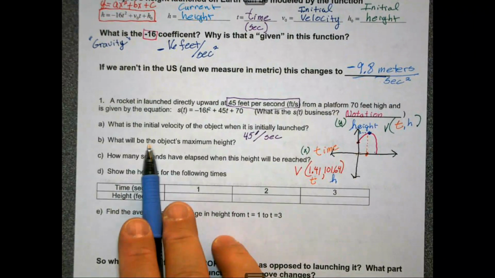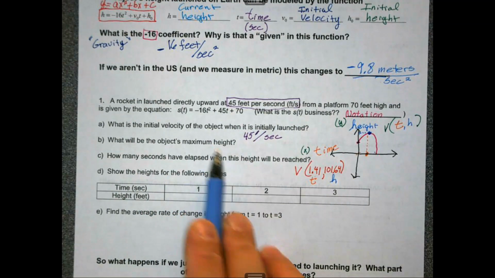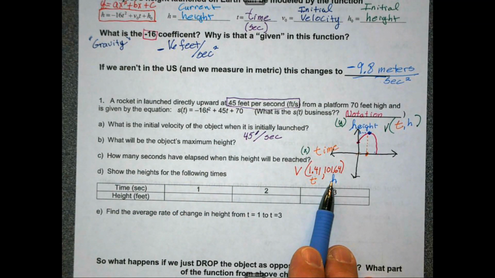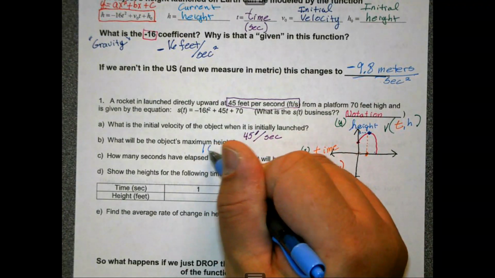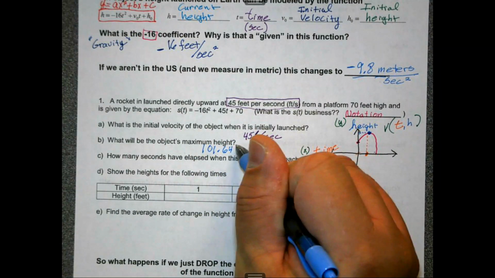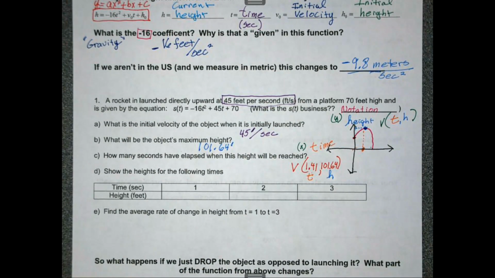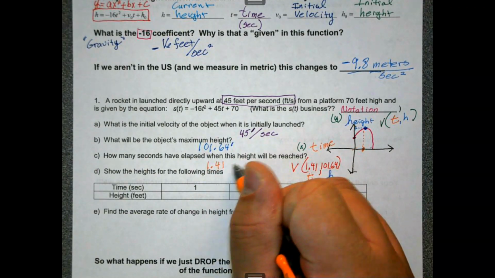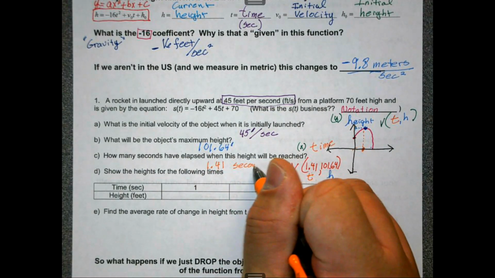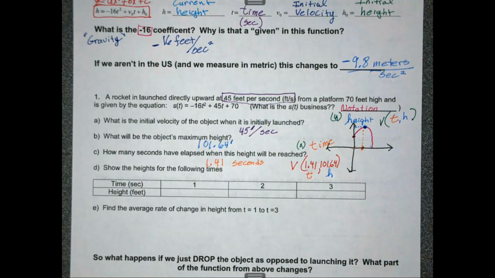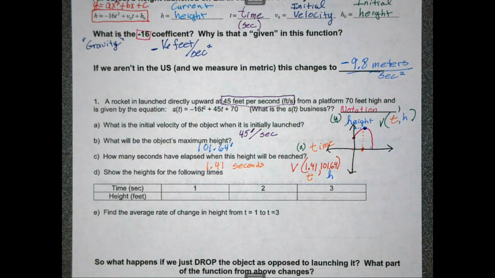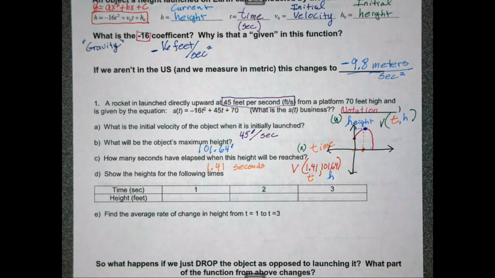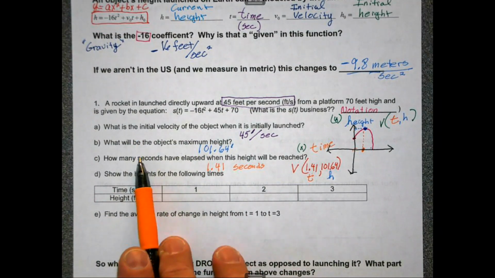So when I go to answer the questions here, what will be the object's maximum height? Well, it's going to be the H of the vertex, which is 101.64 feet. And the time it took to get there, 1.41 seconds. All right. So I got B and C.